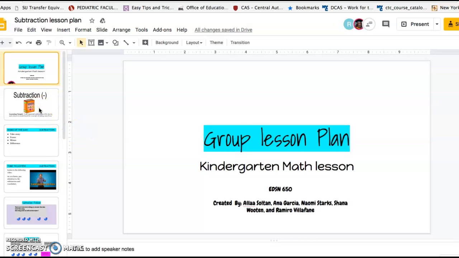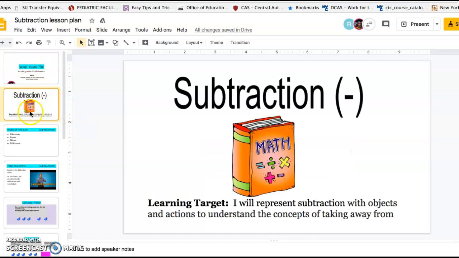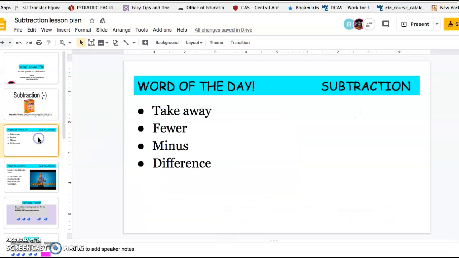So our introduction here, this is the introduction part where I'm talking about the learning target and what we're going to be teaching in this lesson. As you can see, the learning target is I will represent subtraction with objects and actions to understand the concepts of taking away from. These are just the keywords of what subtraction means, as you can see here.